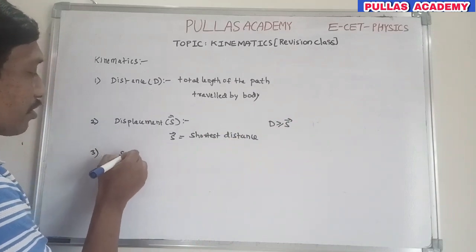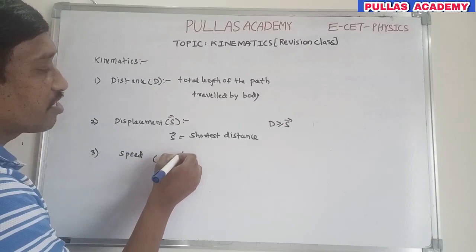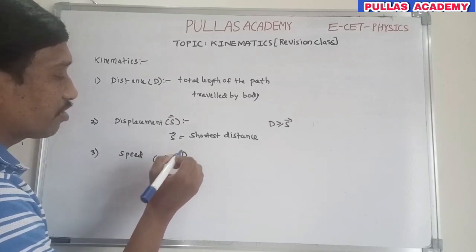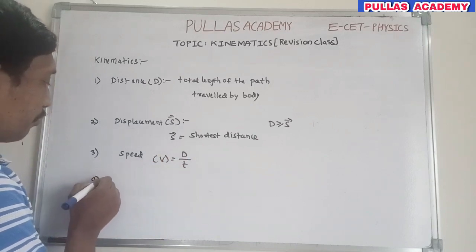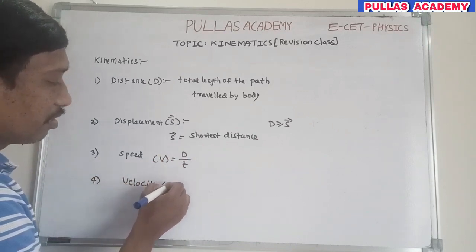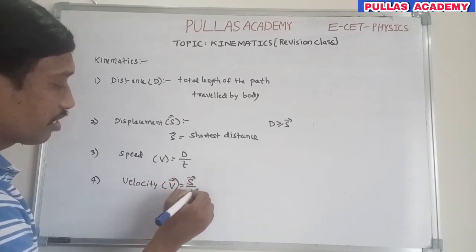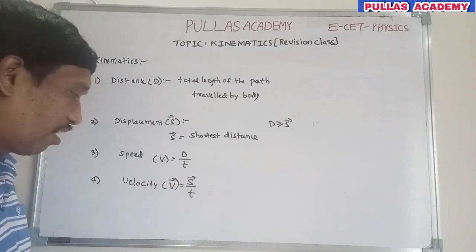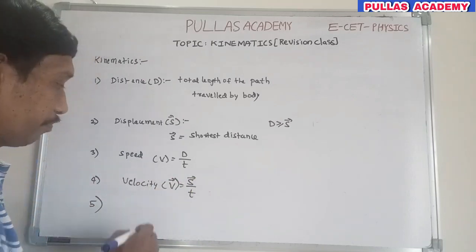Next one is speed. Speed stands for distance by time. So these two are scalars. Speed is also a scalar. Next, velocity. What is velocity? Velocity stands for displacement by time. Displacement by time is called velocity. That's all. Okay, in this way you need to understand.